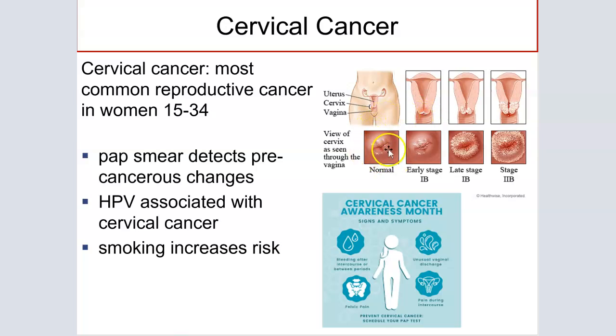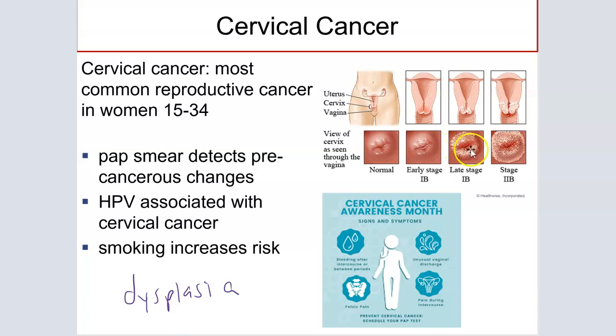And so the idea is if you catch it early enough with the pap smear, you can pick up what's called dysplasia. And so you might have cervical dysplasia. And remember, that's not cancer. That's pre-cancer. So they're starting to see some changes. So they might go in and laser that off.